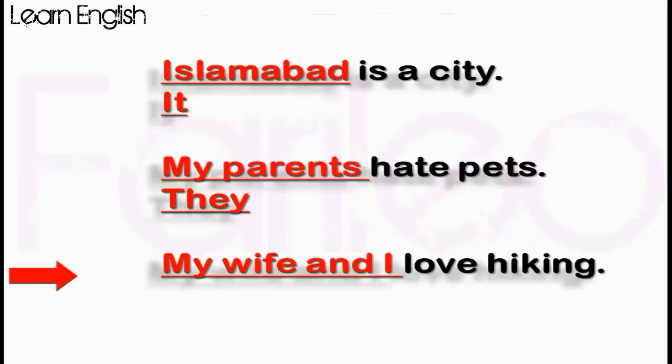The next one is my wife and I love hiking. Now it involves me and my wife. Now whenever it involves me, I'll be using the subjective pronoun we. We is the subjective pronoun used for more than one person that also involves me. We love hiking.